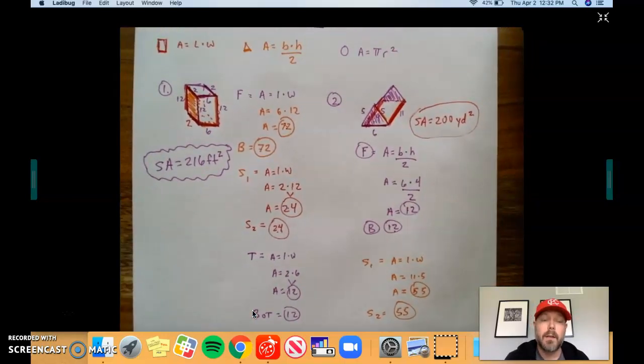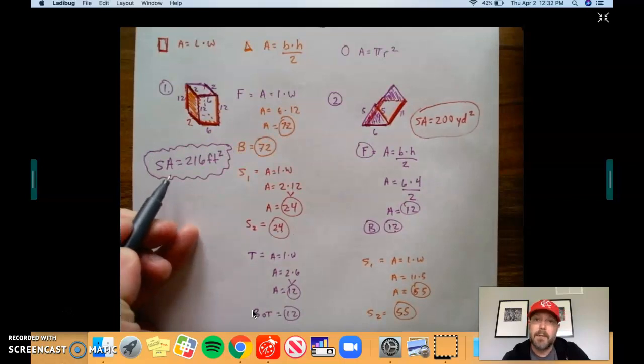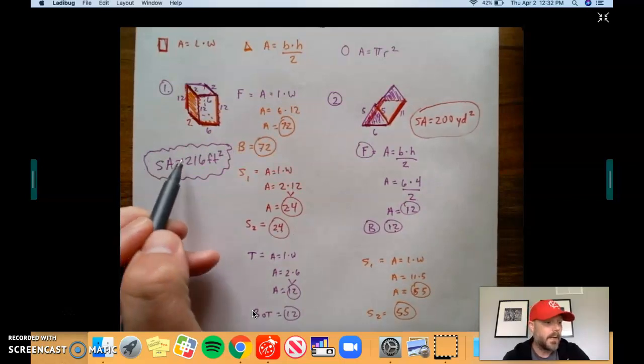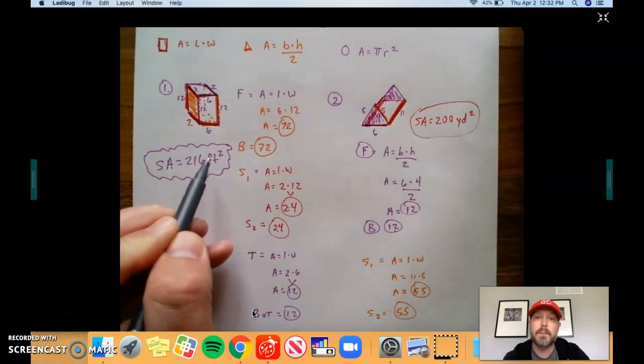And then finally, when you do write your final answer, to make it easy on us teachers, label it SA for surface area, have your total here, and then label it with the unit of measurement squared.